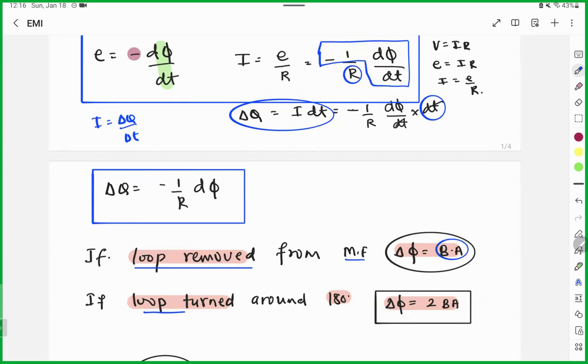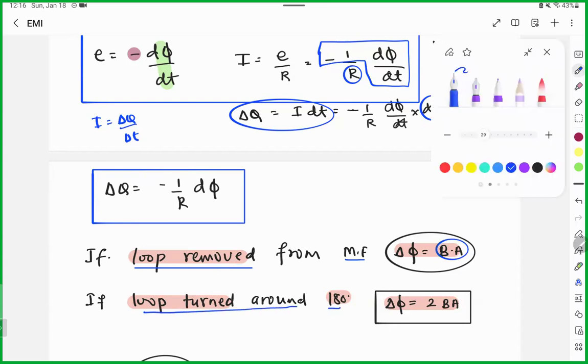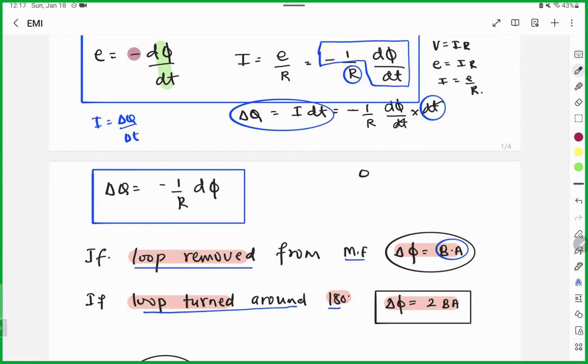If you turn around the loop by 180 degrees, why is it double? Example, you know your magnetic flux in the first situation is BA. Magnetic flux of the second situation is minus BA because the angle is 180 degrees, right? Cos 180 is equal to, Chandana, what is the cos 180 value? Minus 1. So it will be minus BA. If you want to calculate d phi in this case, it will be phi 1 minus phi 2. Phi 1 is BA minus minus BA. That was the reason why it is double.